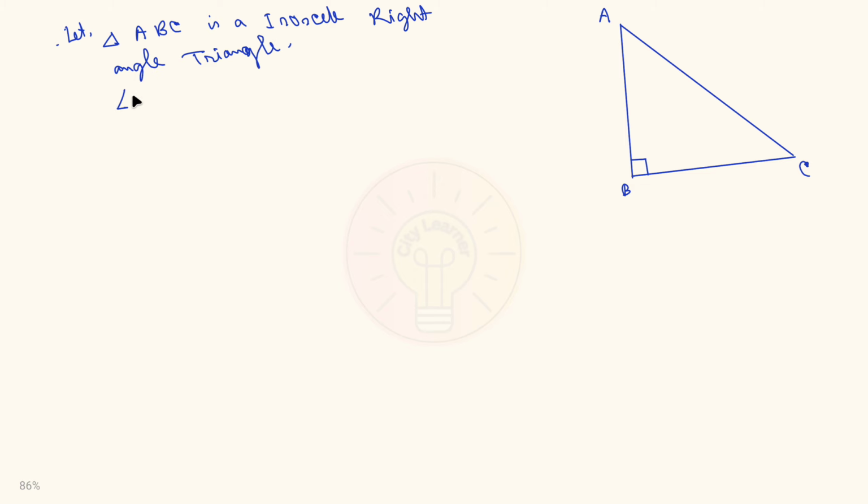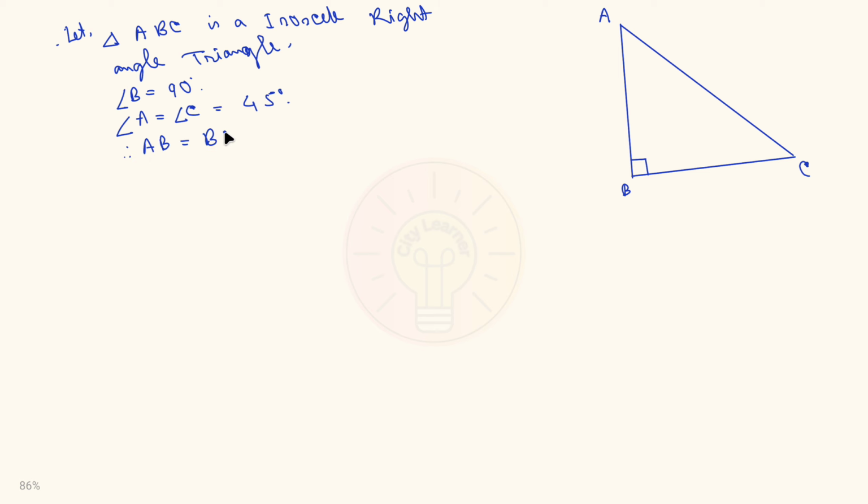So here we take a triangle ABC where angle B is equal to 90 degrees and AB and BC are the equal sides. Triangle ABC is an isosceles right angle triangle where angle B is equal to 90 degrees. If sides AB and BC are equal, then angle A and angle C are equal and each will be 45 degrees. So AB is equal to BC is equal to A.